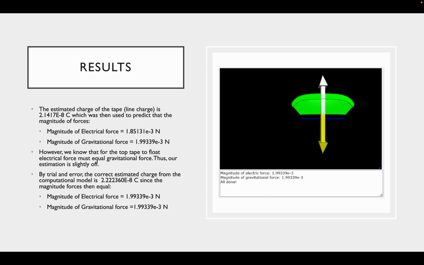So going through trial and error, we were able to get down to this charge as the adjusted charge, and once we plug that in, as you can see here with the values and to the right, both forces would equal 1.99 times 10 to the negative 3. So this is honestly probably a more accurate estimated charge than the one calculated above.